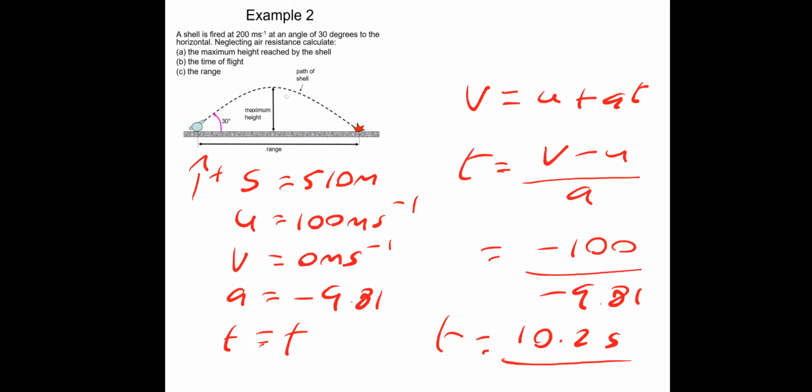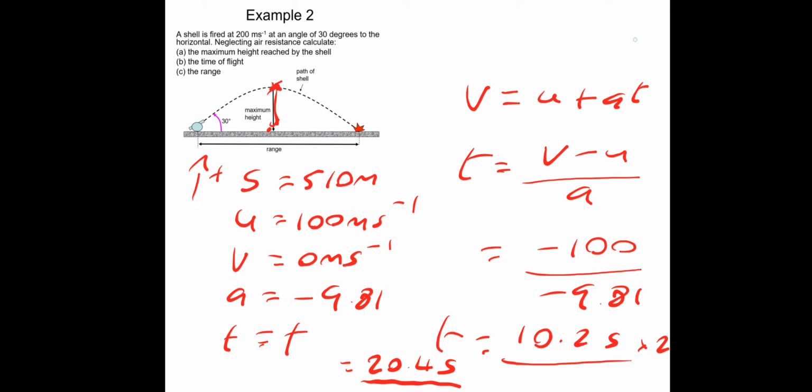So it takes the ball 10.2 seconds to reach the maximum height, and very simply, the amount of time it takes to come back down is another 10.2 seconds. So once you get the time to reach the maximum height, you can just times it by 2 to give you the time of flight when something's exhibiting projectile motion. So 10.2 times 2 to give us the time of flight is simply 20.4 seconds.